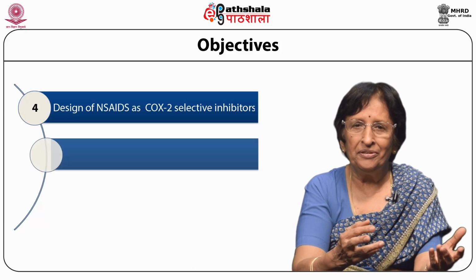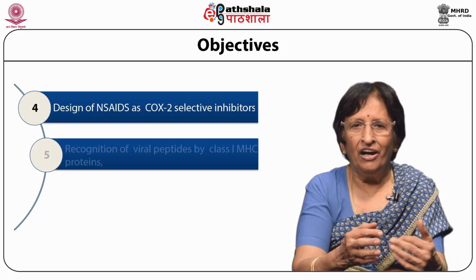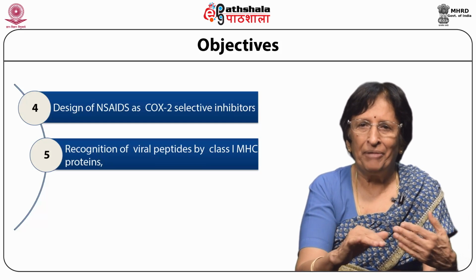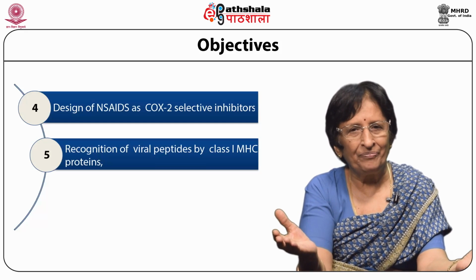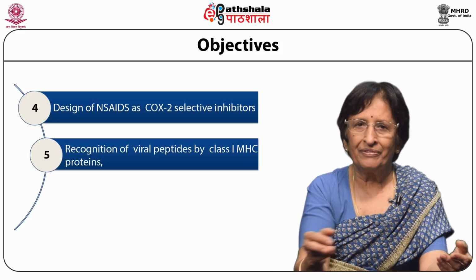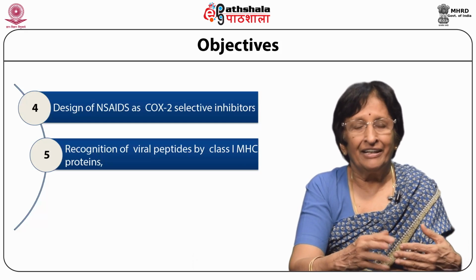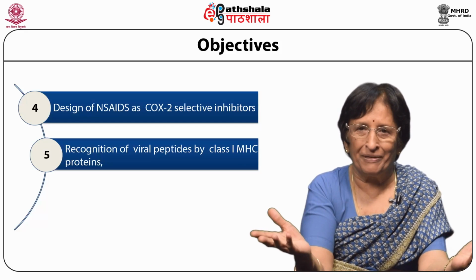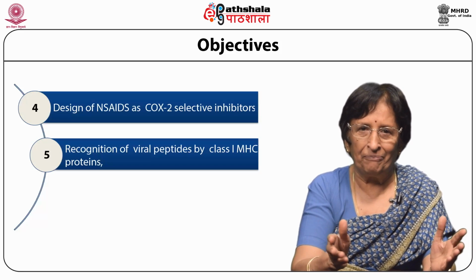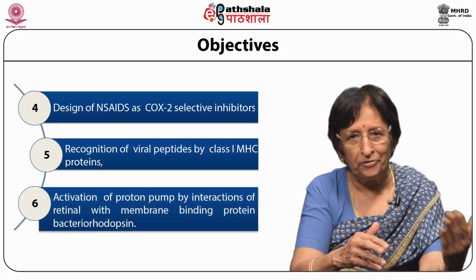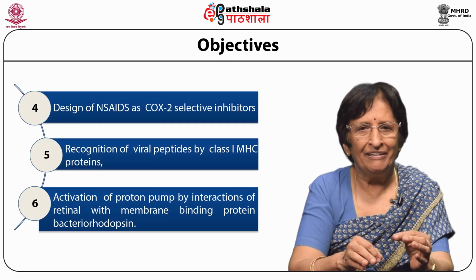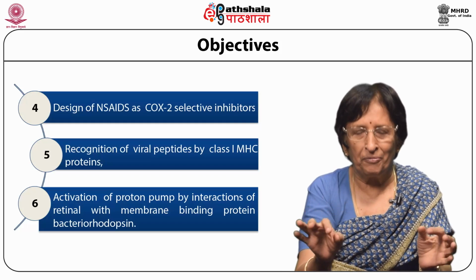Next, I want to describe how viral peptides are recognized by class 1 MHC proteins. Again, this is a very important issue in immunology. Then I can go on like that giving innumerable examples, but since our time is limited, I want to give only one more example, that is activation of a proton pump by interaction of a retinal with the membrane binding protein bacteriorhodopsin.